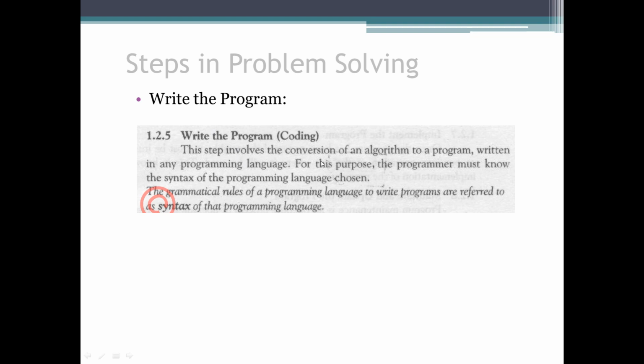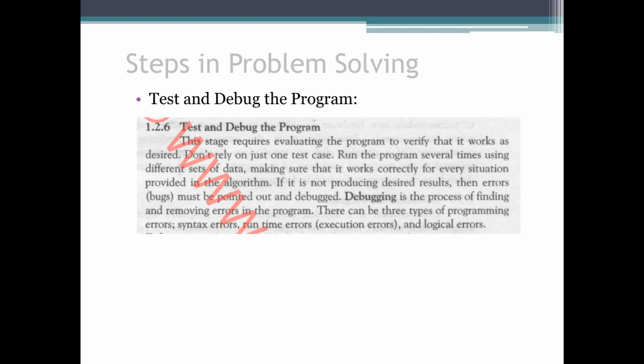This step involves the conversion of the algorithm and the steps you have written as a solution, or the flowchart you have made, which clearly shows how the problem will be solved. Then the design is given to the programmers, who will start writing the code. In this step, the programmer uses a specific programming language. He follows the syntax and the rules of that programming language, and in that way he writes the program.